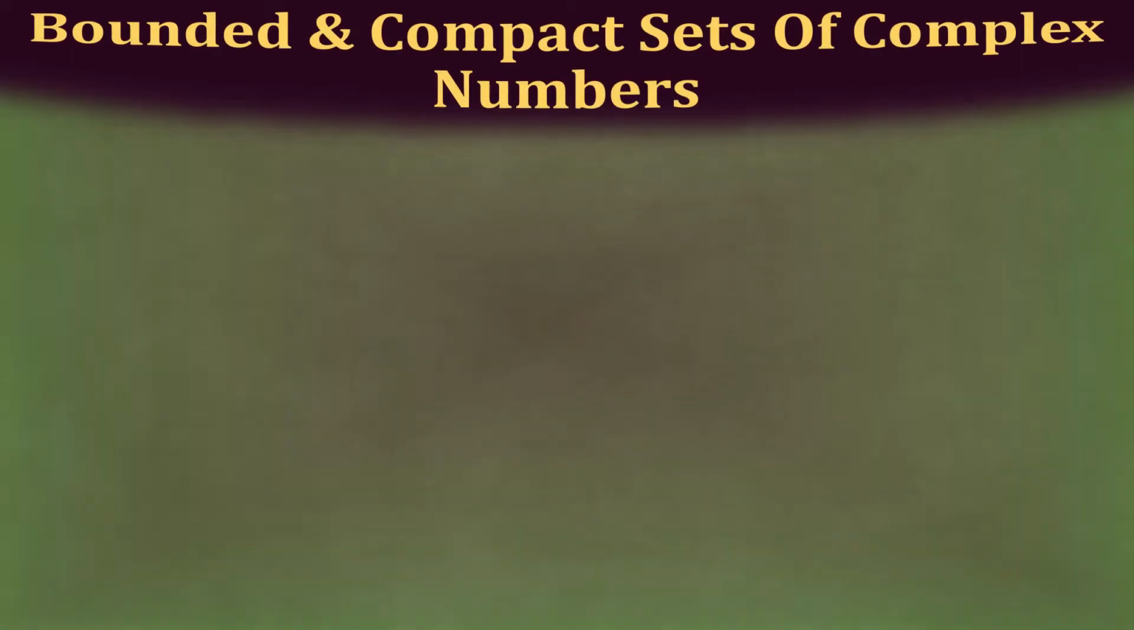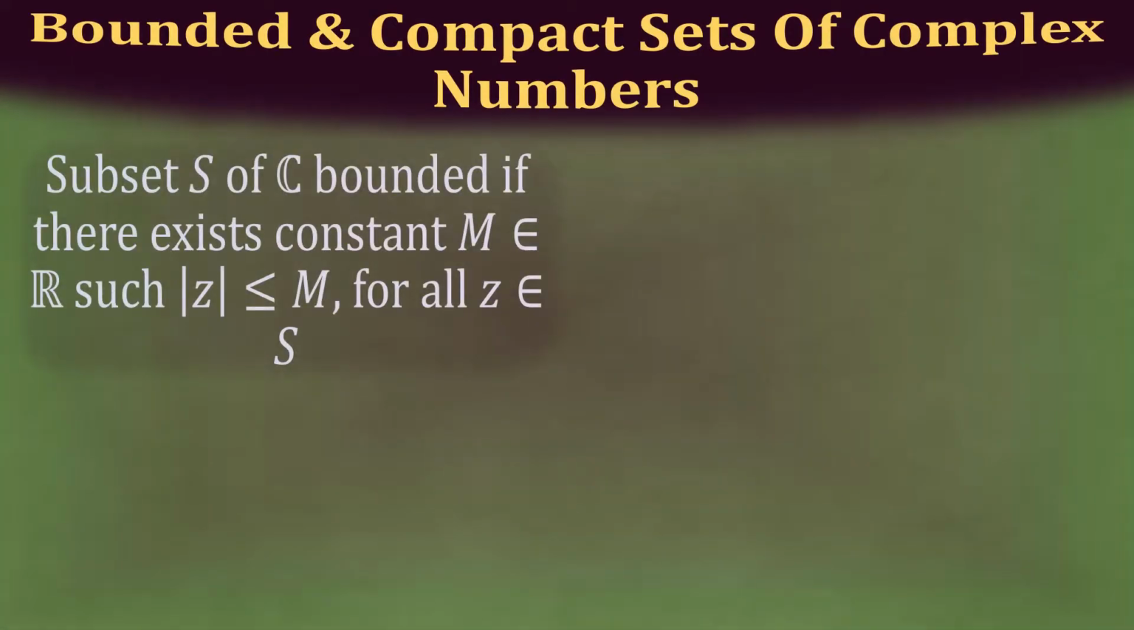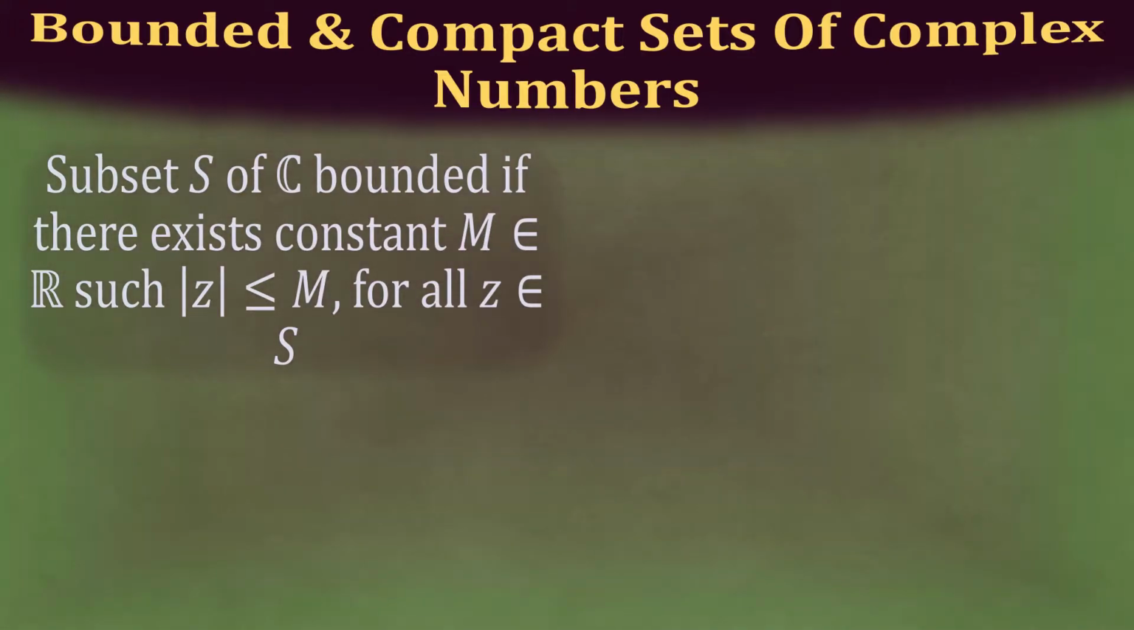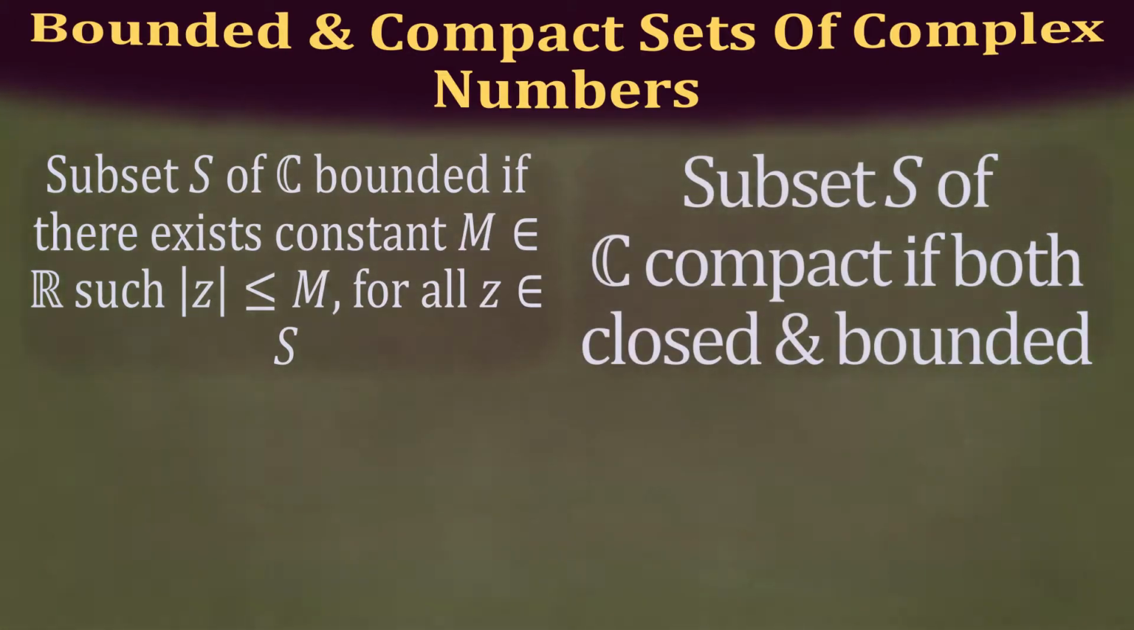Next, let's define bounded and compact sets of complex numbers. A subset S of complex numbers is bounded if there exists a constant M in the real numbers such that the modulus of z is less than or equal to M for all z in S. A subset S of the complex numbers is compact if it is both closed and bounded.